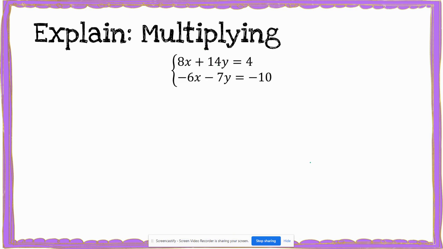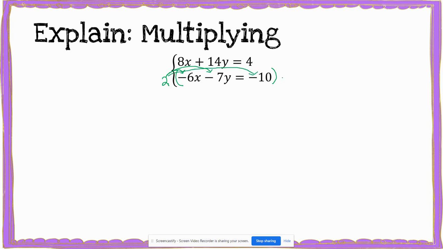Now our last equation says 8x plus 14y equals 4, and negative 6x minus 7y equals negative 10. Well, when I'm looking at this, I know that I have a positive 14 on y and a negative 7 on this y. Now, those are not zero pairs, but I know that I can multiply 7 by 2 to get 14. So I'm going to multiply this second equation by 2. Well, I'm going to multiply everything in that equation by 2.